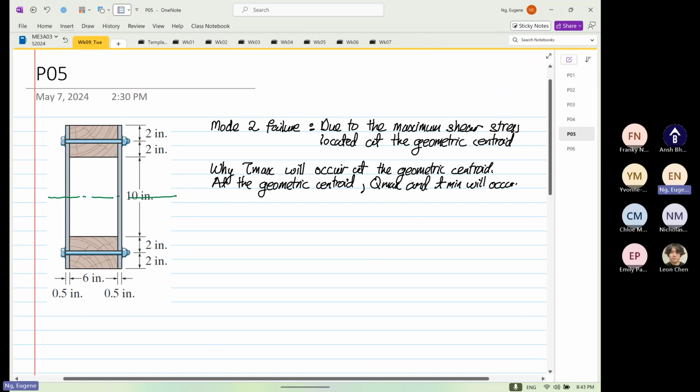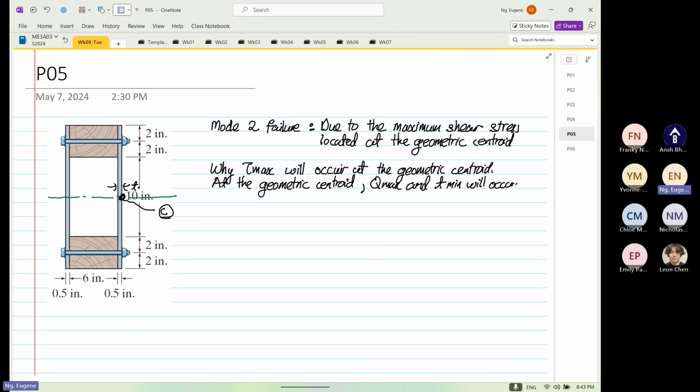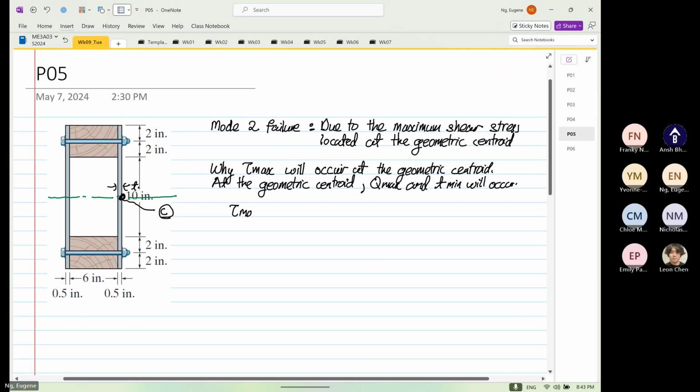Right, the first moment of area at the geometric centroid, at point C, will be at its maximum, and the thickness will be at its minimum. So we are very sure that mode 2 failure will occur at the geometric centroid. And the formula we're going to apply is just tau max is equal to Vy over Izz, and then we multiply by Q max divided by t min.